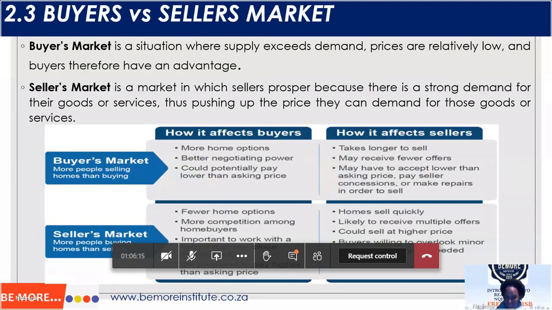So basically, understanding this and knowing how to advise your client, or as a property developer, if you're someone who is investing in property, then you need to understand when it's time for you to buy, when it's time for you to sell and make a profit, especially if you are in investment property.